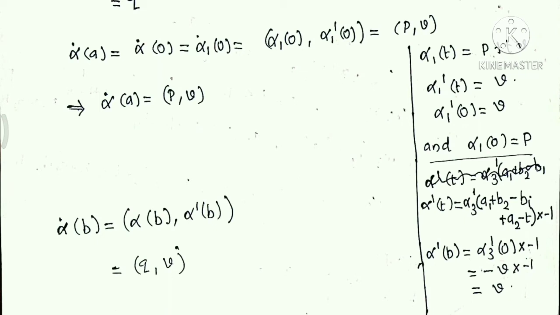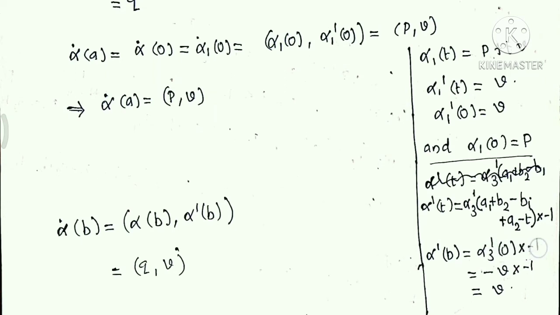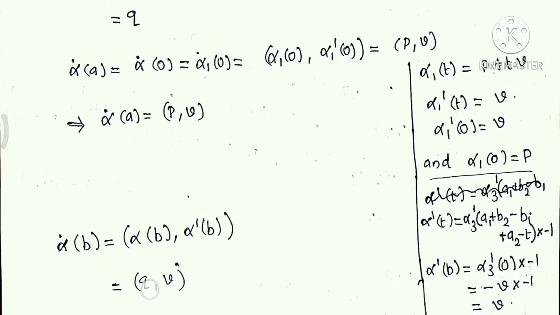So alpha dash of t is equal to alpha 3 dash of (a1 + b2 − b1 + a2 − t) into minus 1. So alpha dash of b is equal to alpha 3 dash of 0 into minus 1, and we know alpha 3 of t is equal to q − t v. So the derivative of alpha 3 will be equal to minus v. Hence alpha dash of b is equal to minus v into minus 1, which is equal to v. So alpha dash of b is equal to v.